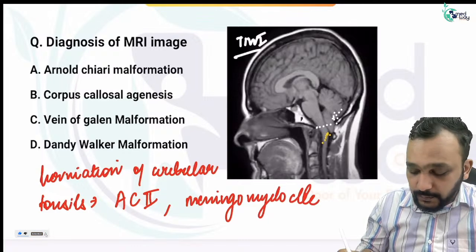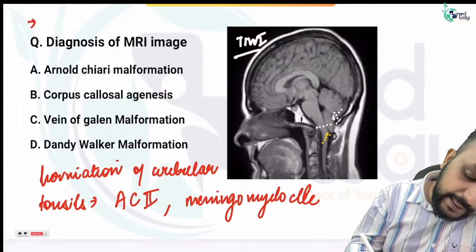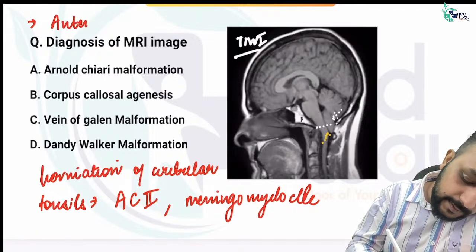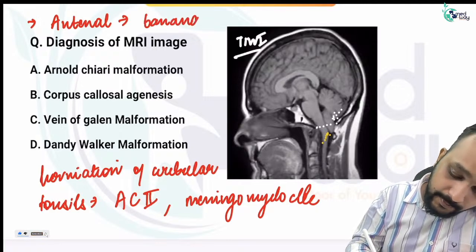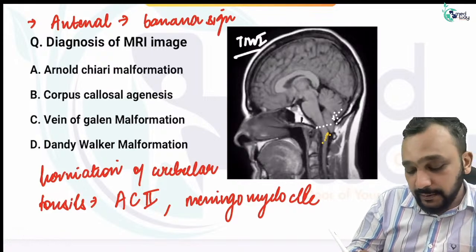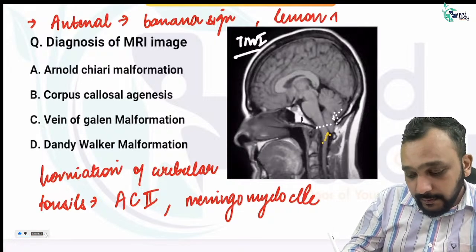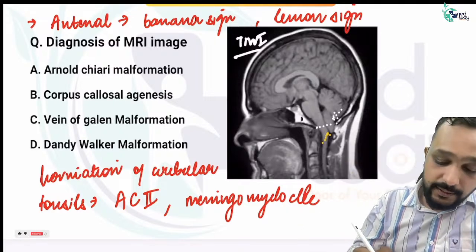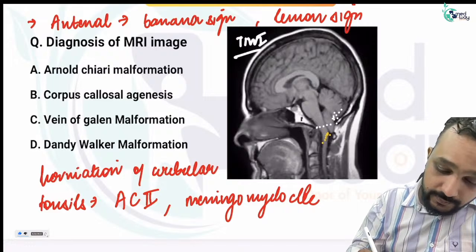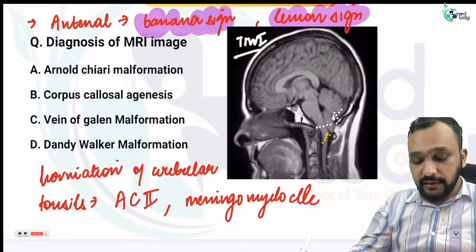And what are the two important signs that you see in these patients? On the antenatal scans, you will see a banana sign because of the banana shaped appearance of the cerebellum, and you can also get a lemon sign due to the appearance of the skull, right? So just remember these two important images: banana sign, lemon sign, Arnold-Chiari malformation, right?